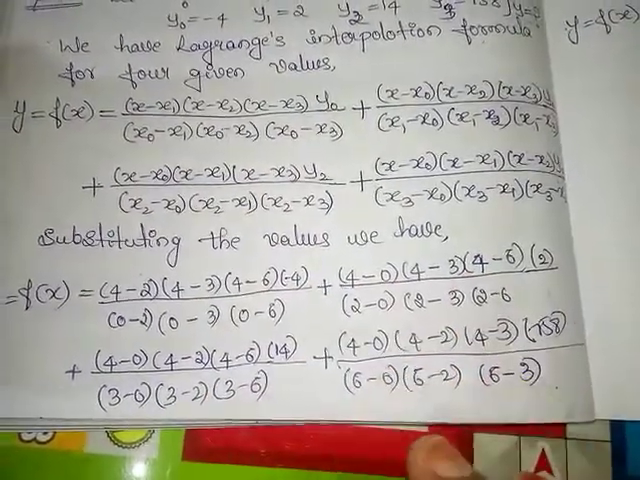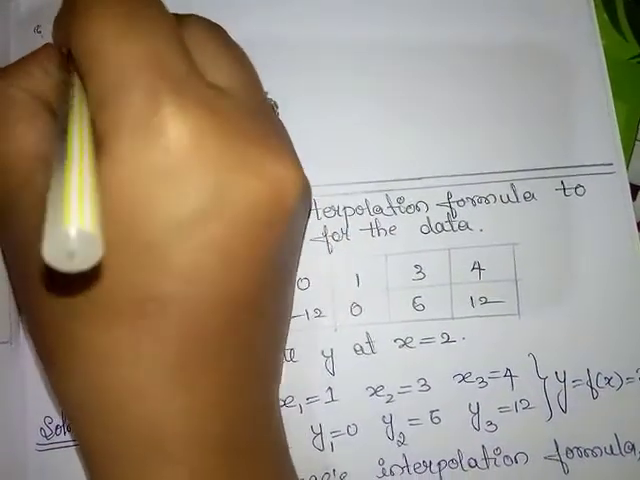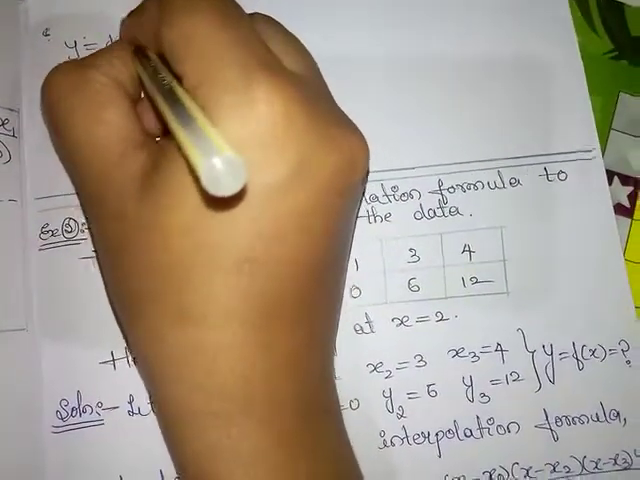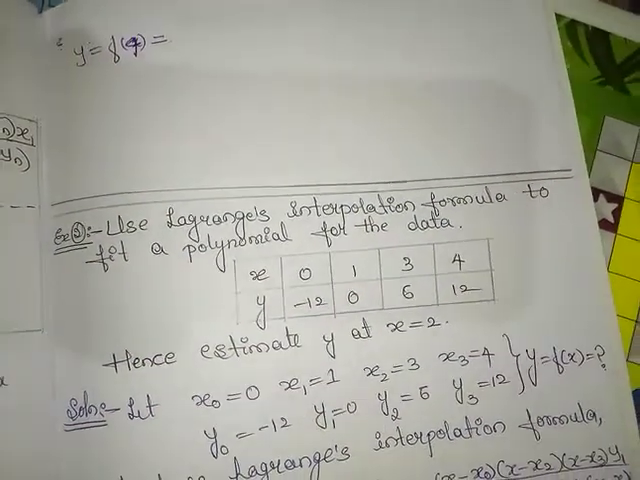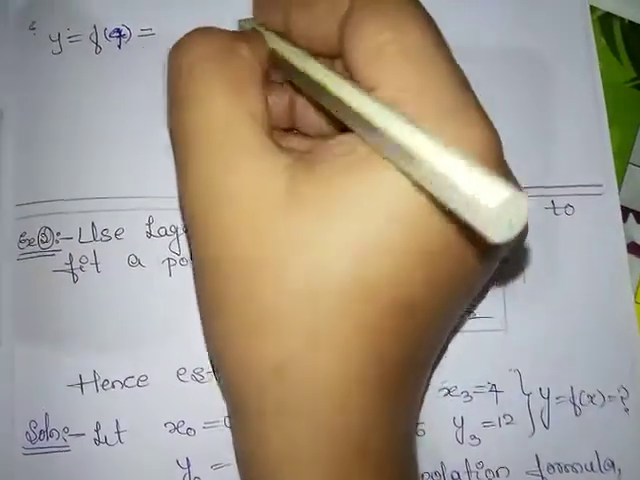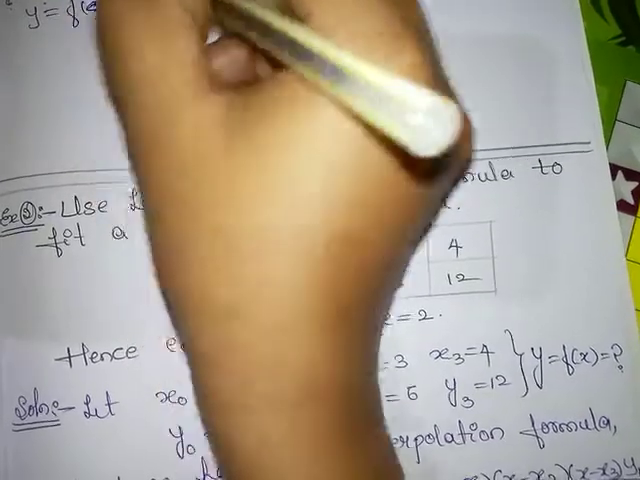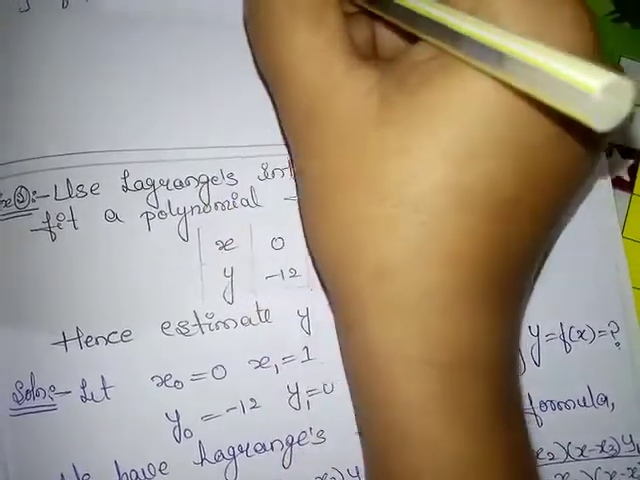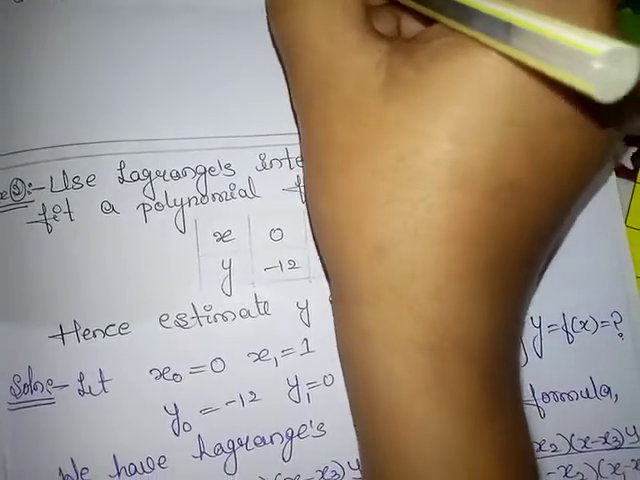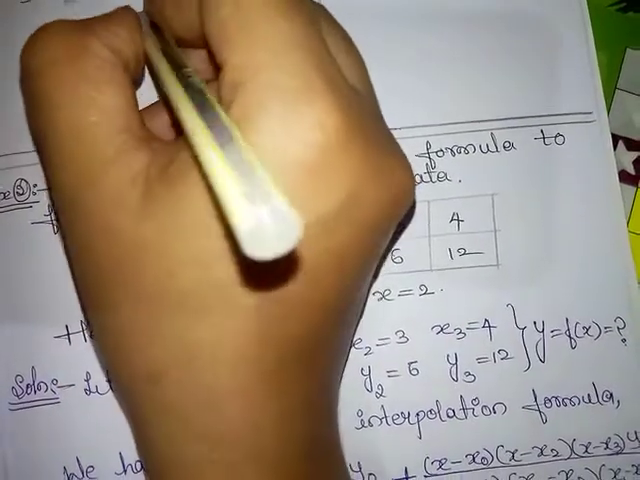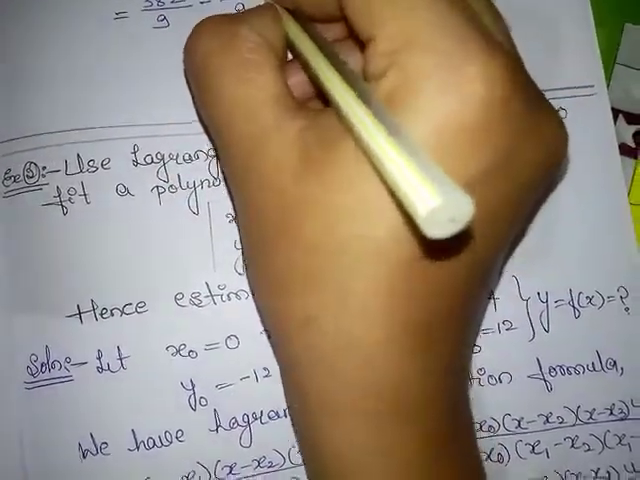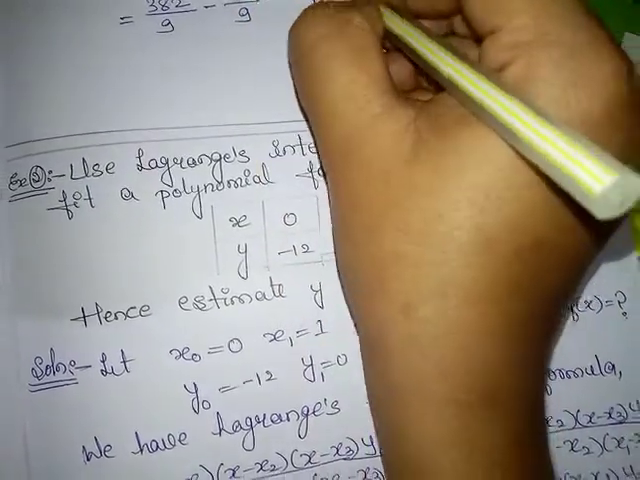Now calculate one by one. After calculation we get y is equal to f of x, sorry, the value of x is 4, so we have to write 4 here also. f of 4 is equal to, the first term is minus 4 by 9, minus 2, plus 224 divided by 9, plus 158 divided by 9, which is equal to 382 divided by 9 minus 22 divided by 9, which is equal to 360 divided by 9, which is equal to 40.